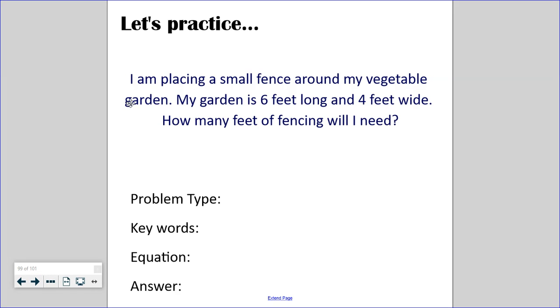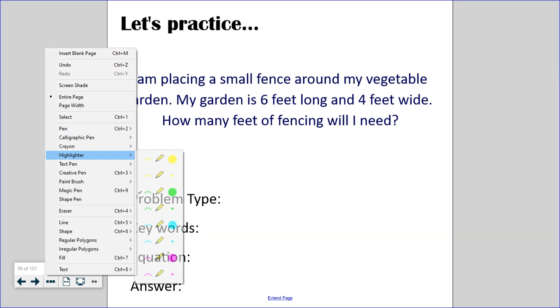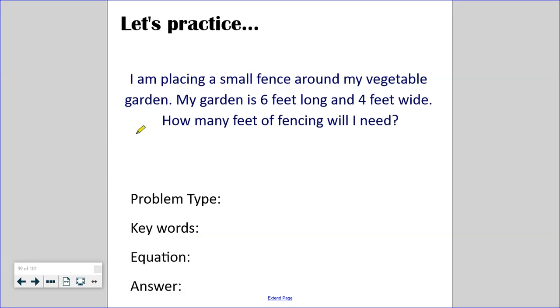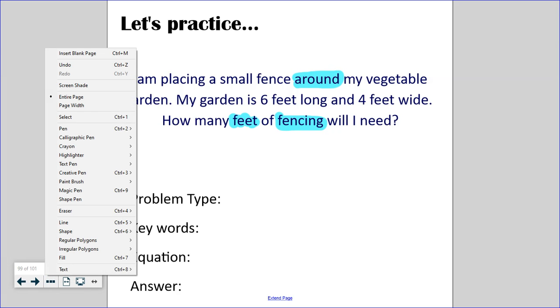This one says, I am placing a small fence around my vegetable garden. My garden is 6 feet long and 4 feet wide. How many feet of fencing will I need? Do you know what kind of story this is already? Let's highlight our keywords. The fence is going around the vegetable garden. It's asking me how many feet of fencing will I need?